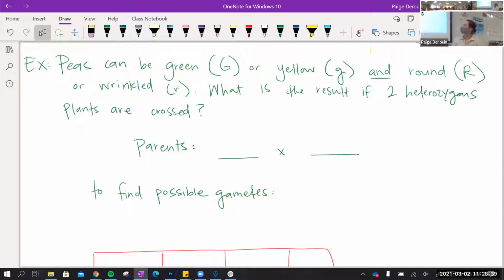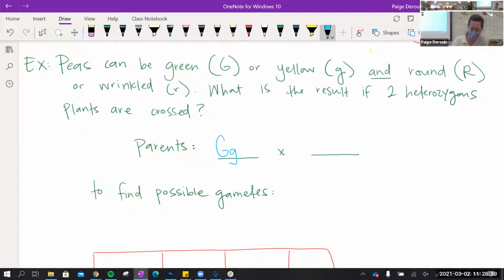So how many letters will be in our genotype for this type of problem? Good, 4 letters, because normally it's 2, and now we're looking at 2 traits, so it's 4 instead. Because they're heterozygous for both traits, that means that they're going to be big G, small g, and big R, small r. Both parents are going to be the same.